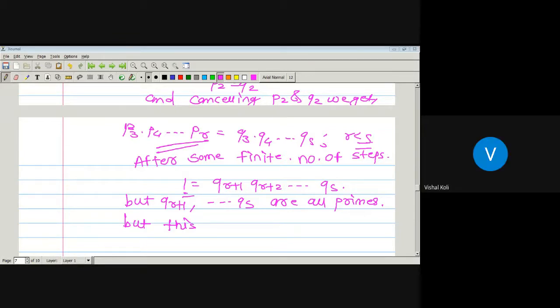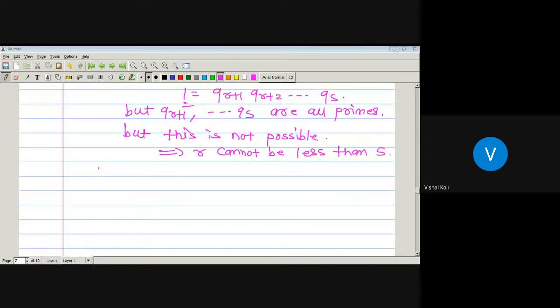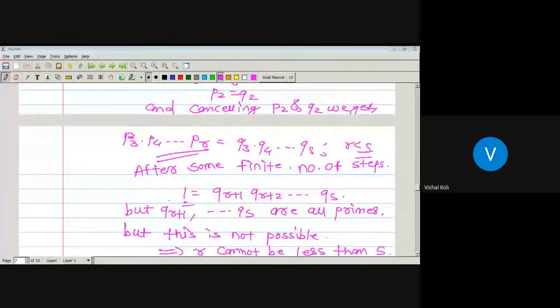No sir. This is not possible, which implies that R cannot be less than S. Since we have a supposition, our supposition will be wrong, that is R is less than S. Similarly we can do for S cannot be less than R. Whenever we take S is less than R, then we will get 1 is equal to P(R+1) into P(R+2) up to so on PS. Again this will be wrong.